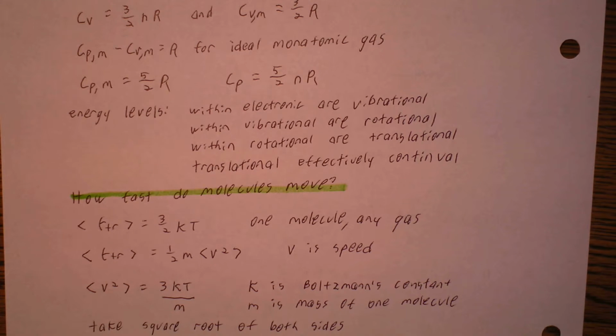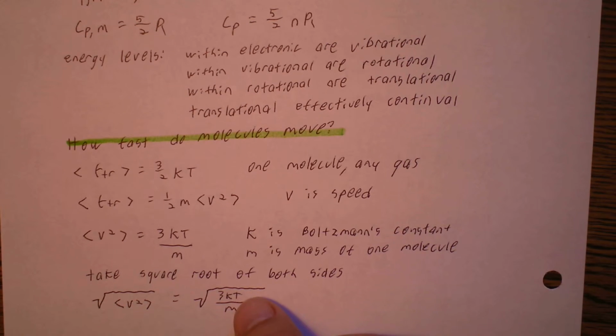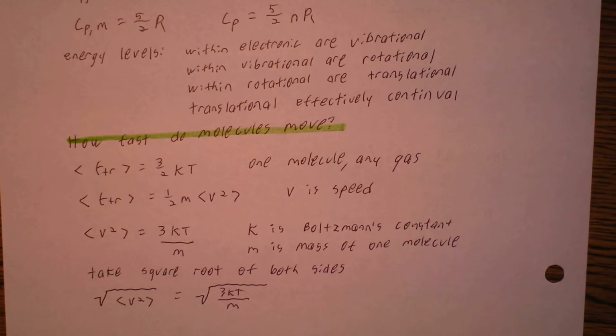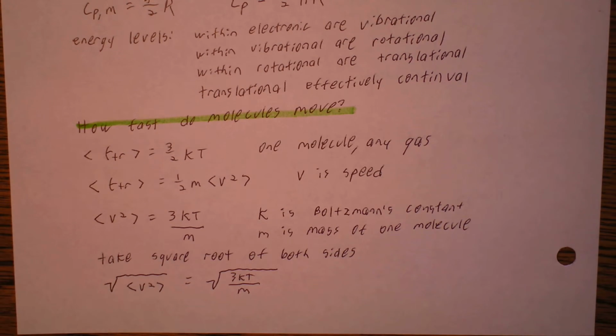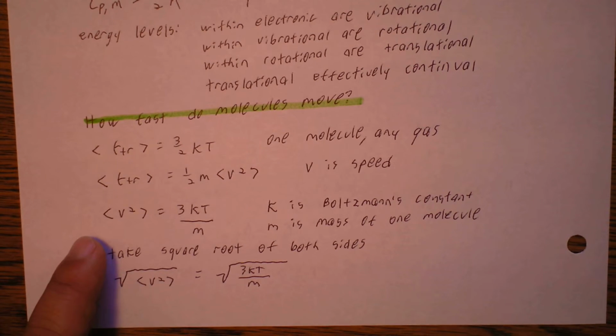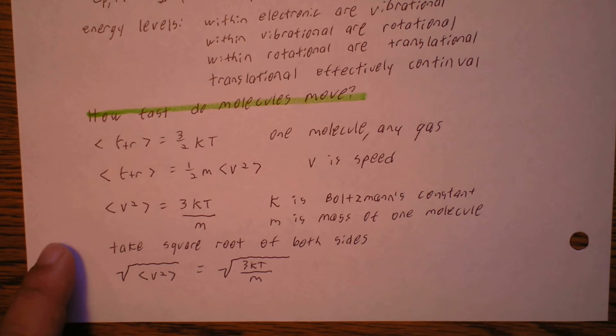Now here's the question: how fast are these molecules moving? Well, we know that the average energy of translation for a molecule is equal to 3/2 times Boltzmann's constant times the temperature. And that's for one molecule, doesn't matter which gas, any gas. Now, the average energy of translation is also going to be 1/2 mass times the average speed squared. Lowercase v is speed. So the average speed squared is going to be equal to 3 times Boltzmann's constant times the temperature divided by the mass of the molecule.